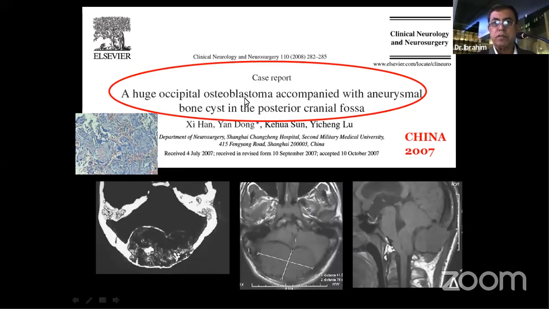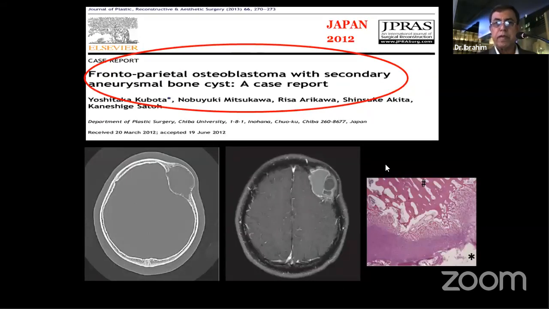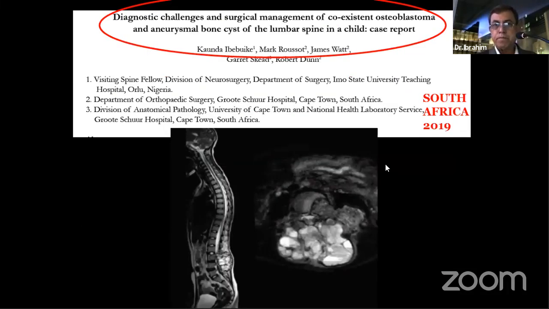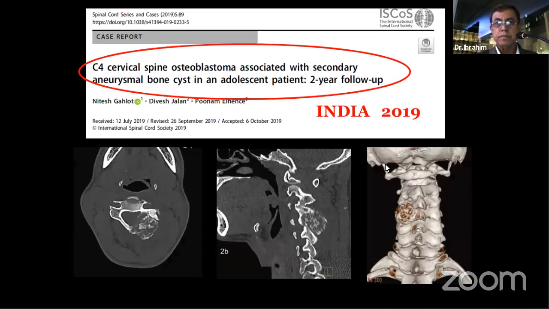Huge occipital osteoblastoma, like this, with aneurysmal bone cyst inside, from China. Frontoparietal osteoblastoma with secondary aneurysmal bone cyst. So, fibrous dysplasia and osteoblastomas. A diagnostic challenge when you have both, of course, it is problematic. So, South Africa, 2019. From India, again, a recent paper, osteoblastoma with aneurysmal bone cysts.